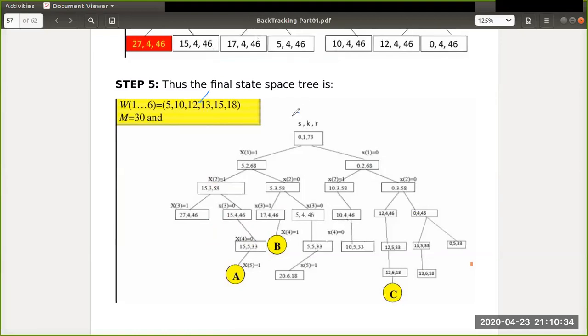This is the solution. One solution is finally obtained after the final construction of this variable size tuple state space tree. And another solution is this one: including the first item weight, second item weight, and not including the third item weight, and not including the fourth item weight, and including the fifth item weight. Let's see how the A will be. The fifth item weight is not written here, so that will take A.